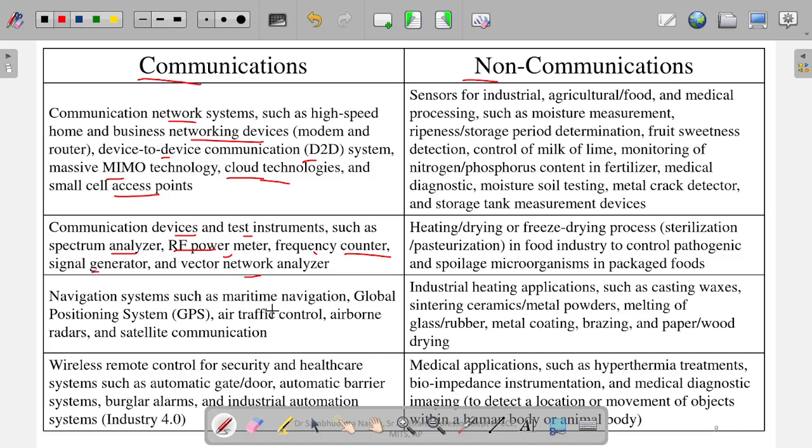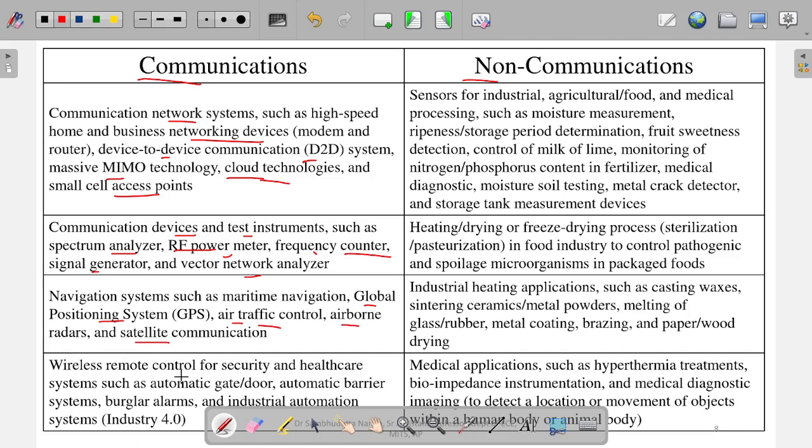Next is navigation systems such as GPS. Everybody is using GPS on their Google Maps, so this is an application of a communication system. Why communication? Because your mobile antenna is receiving signals from the satellites and then processing them, so basically it is receiving information, which is why it comes under the communication type. Then traffic light control. In India it is not there, but abroad microwave signals are used to control traffic lights as well. Then airborne radars and satellite communication. Airborne radar means radars which can detect objects from the air.